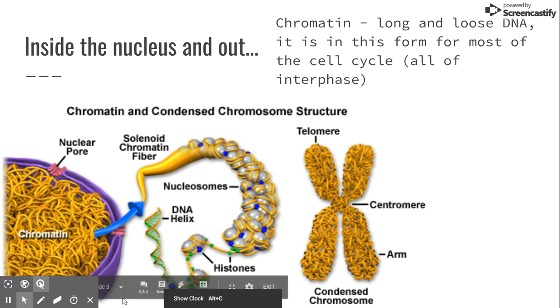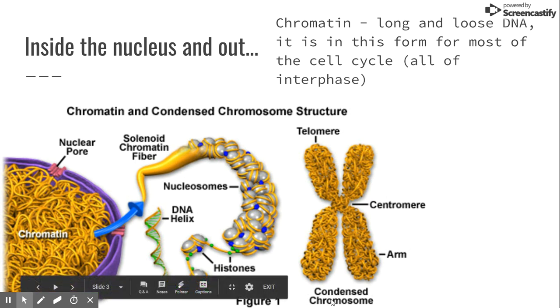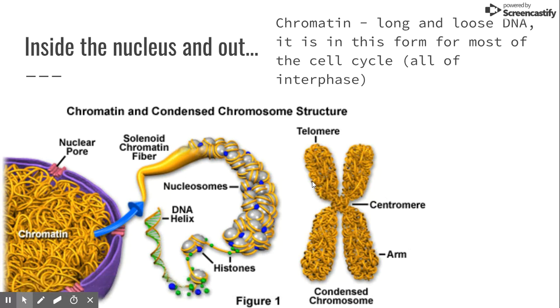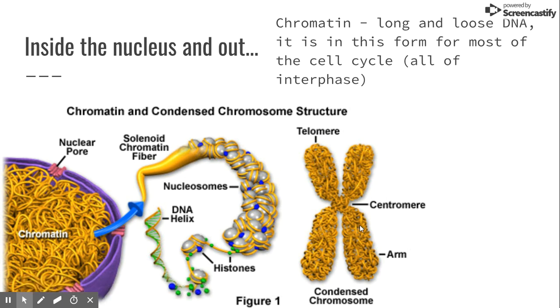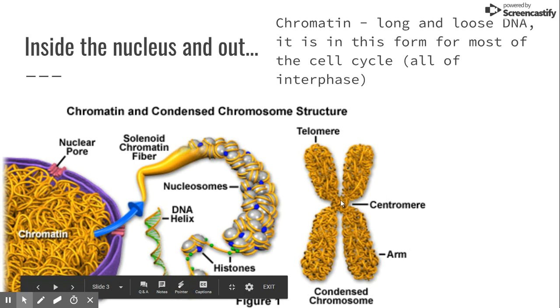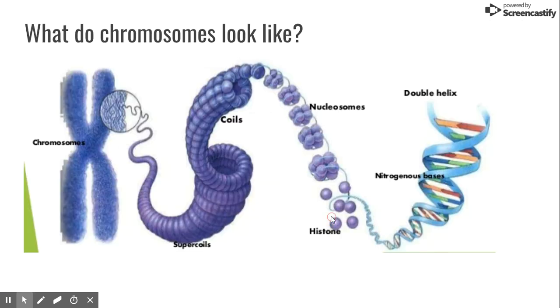But if you've ever been eating spaghetti and wanted to get the exact same number of noodles on everyone's plate, you might understand how difficult it is to divide up chromatin, which is where chromosomes come in. Chromosomes are a super condensed form of DNA. We've taken this spaghetti structure, further wrapped it and coiled it until we get what we call a chromosome. And this is what allows us to easily divide DNA during meiosis or mitosis.